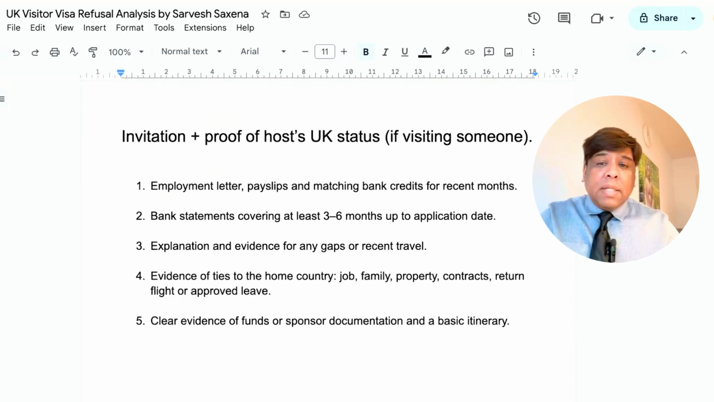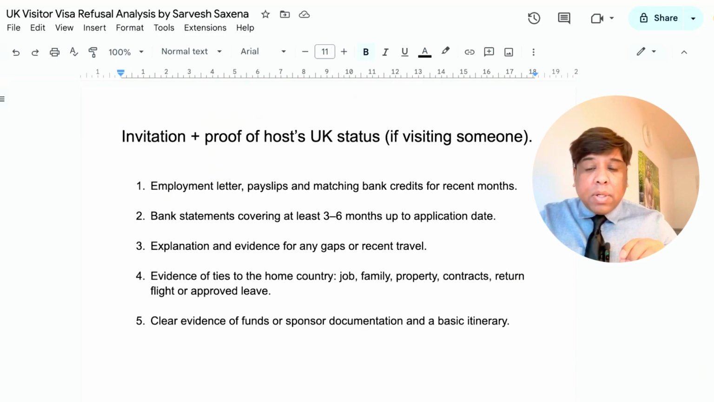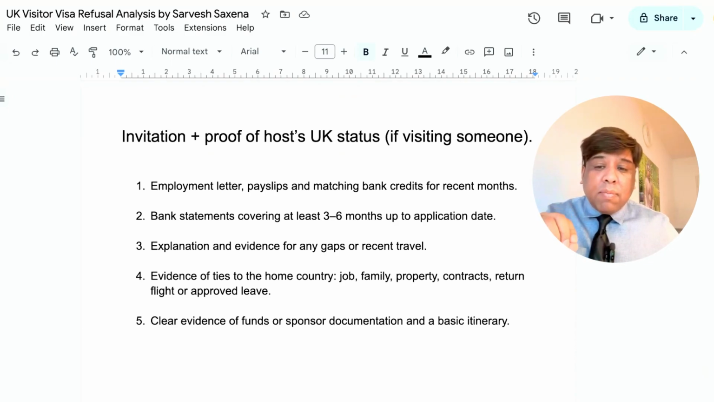Now, in terms of the checklist, it's self-explanatory. You need an employment letter, payslips, and banking credits for the recent months. Ideally, you should show 6 months. People say 3 months. You need an explanation of any gaps in employment, any gaps in salary coming into your account, and evidence of ties to the home country, which will compel you to come back. Say you have a job that you have to attend, you have obligations, you have children to look after, right? So if you can provide some credible evidence, that would be helpful. Now, clear evidence of funds: if you're getting them from one source, two sources, or three sources, then you should show that.